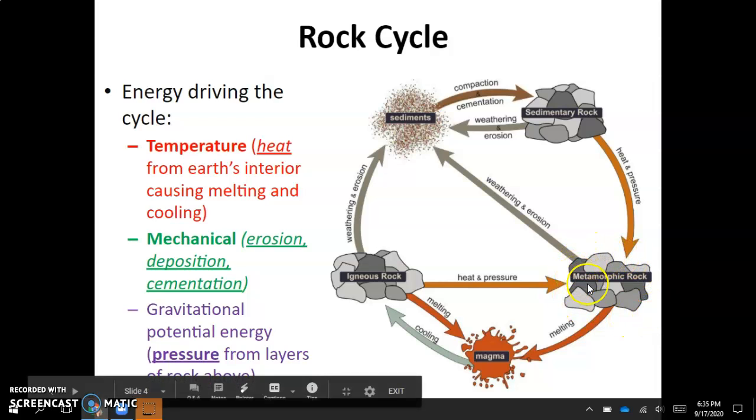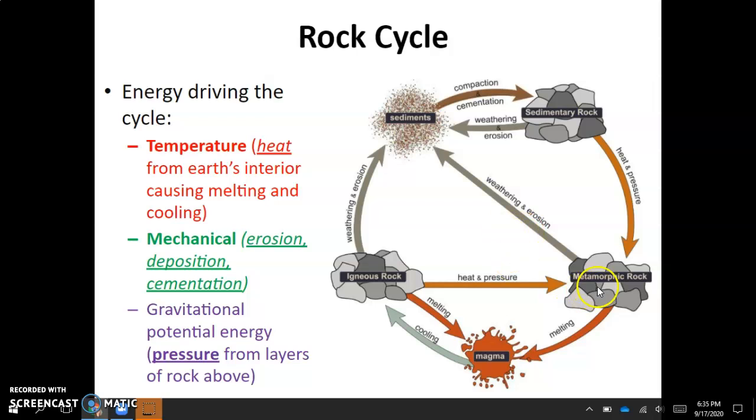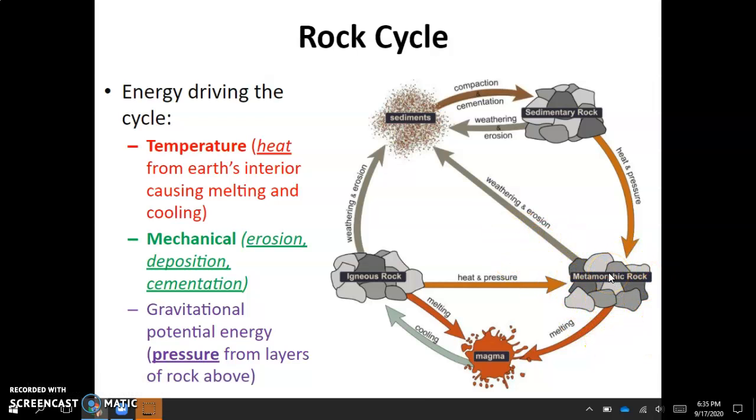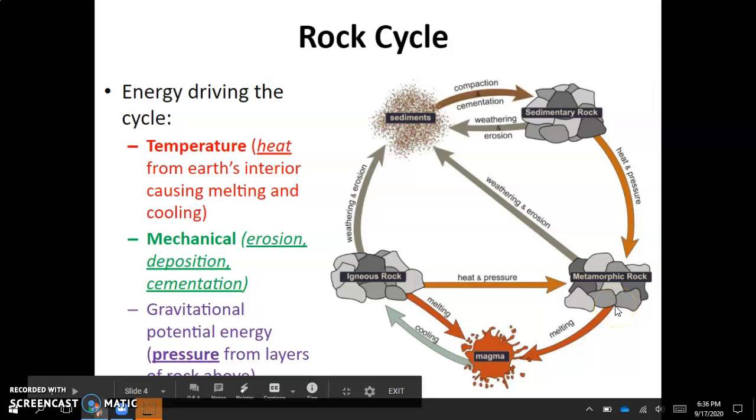Now there are a couple things that can happen to this metamorphic rock. Number one, if it gets pushed down further and gets exposed to extremely high heat, it will melt. If it melts and becomes molten rock, we will then get magma. So these rocks can be melted down back into magma.